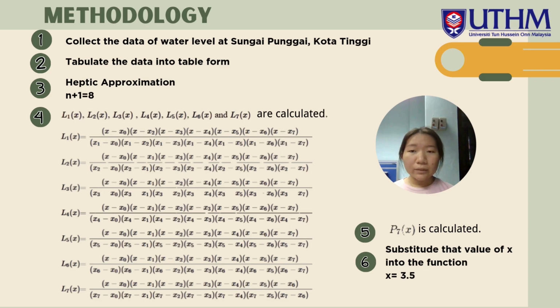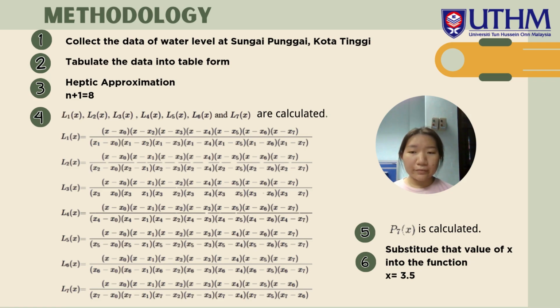And the fourth step, the first degree, second degree, third degree, fourth degree, fifth, sixth, and seventh degree Lagrange interpolation polynomials are calculated, and the formula is listed below. And fifth step, P7(x) is calculated. And the last step, we substitute the value of x into the function, where the x we need to find is 3.5.